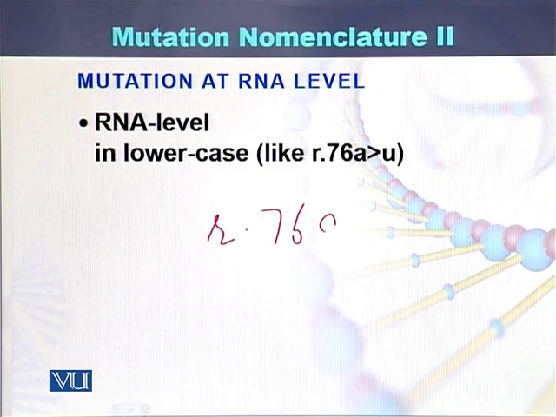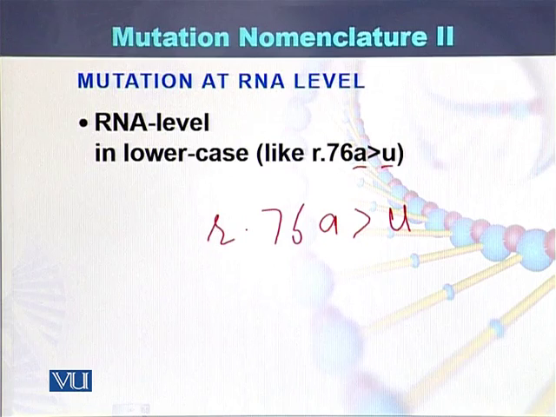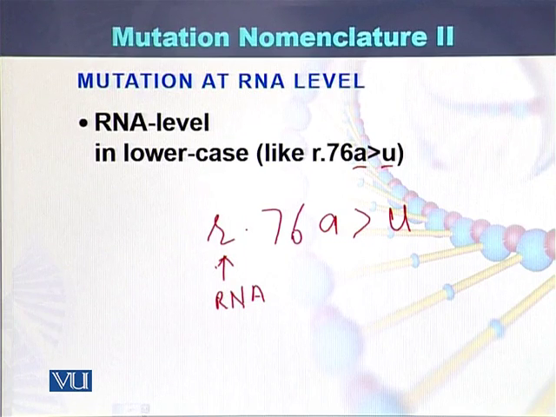To describe the mutation at the level of RNA, we take the example r.76a>u, which means small a is converted into small u. There is a difference between the description of a variant at the level of DNA and at the level of RNA. At the level of DNA, capital alphabets are used, while in case of RNA, small alphabets are used. The meaning of this description is that r is for the RNA: in the RNA sequence at position number 76 there is adenine, and that adenine is converted into uracil.